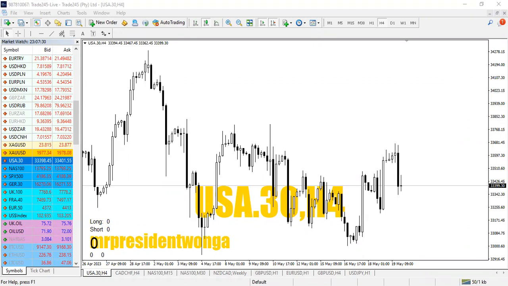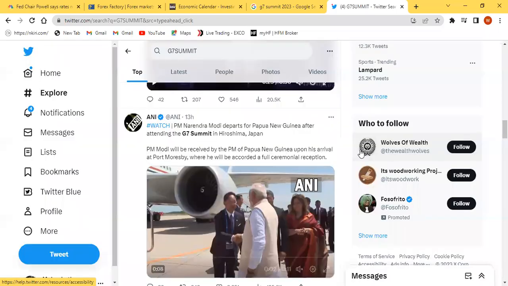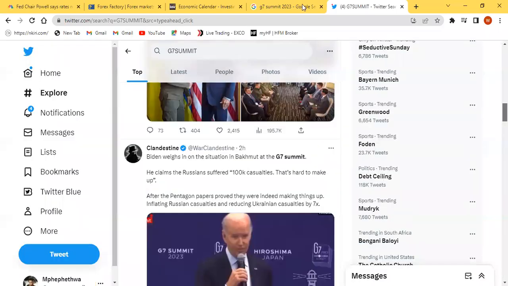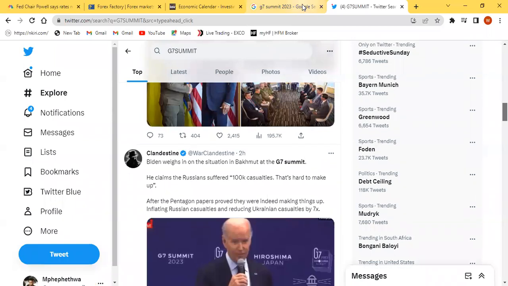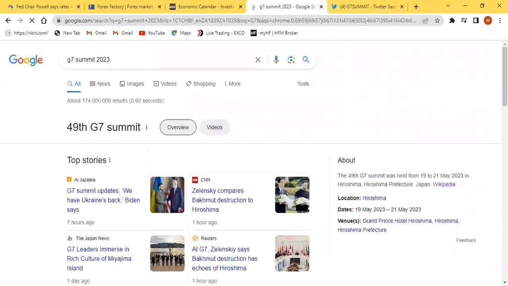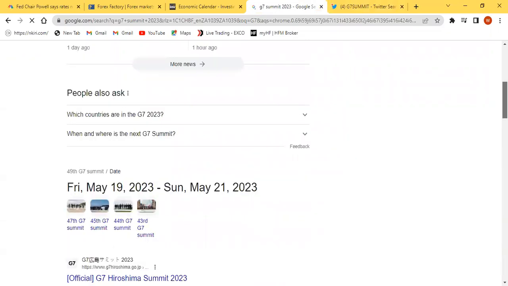Remember this weekend, what is going on? We are having what we call a summit, a G7 summit, taking place in Japan, as you know. If you don't have an idea what G7 summit is, basically seven top countries. I think it's explained here, so everyone can be on the same page.